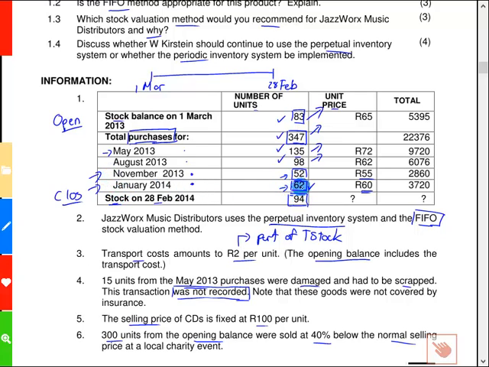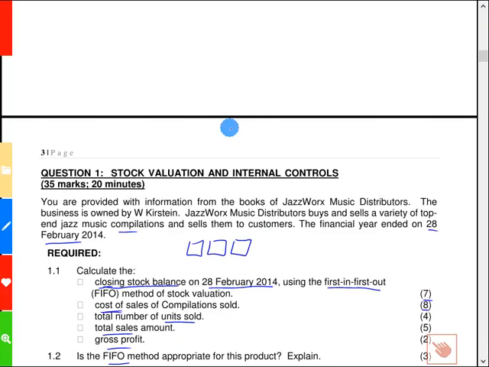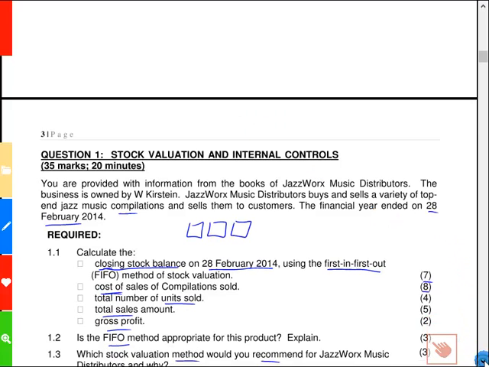Okay, and we first took the latest one, which was 62, but that wasn't enough to get us to the 94, so we had to take the remaining 32 from the batch of 52 units, and then you obviously use those cost prices. Okay, so let's go to the next question. So that's the first one done.